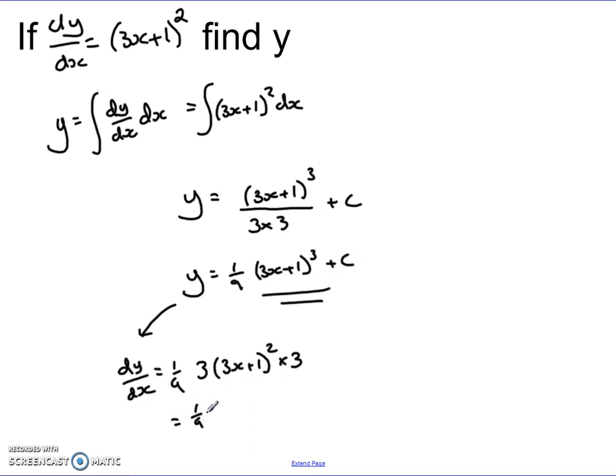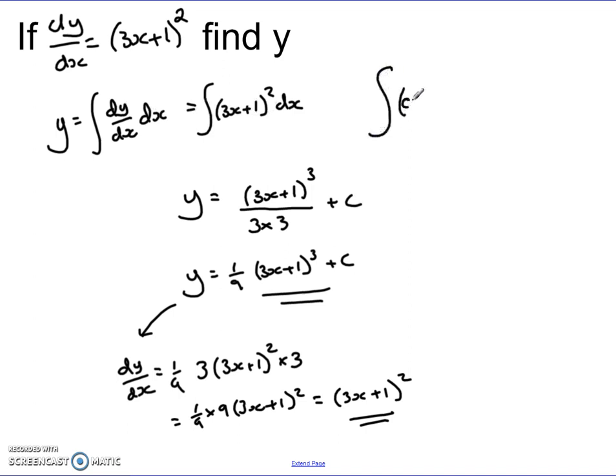So we end up getting 1 over 9 times 9, bracket 3x plus 1 squared. 1 over 9 times 9 cancels, and we get 3x plus 1 squared. That's what we started out with, so we've just confirmed it. This is a little check we can do if we want to make sure of it. So we've just confirmed that this technique works for simple linear functions.